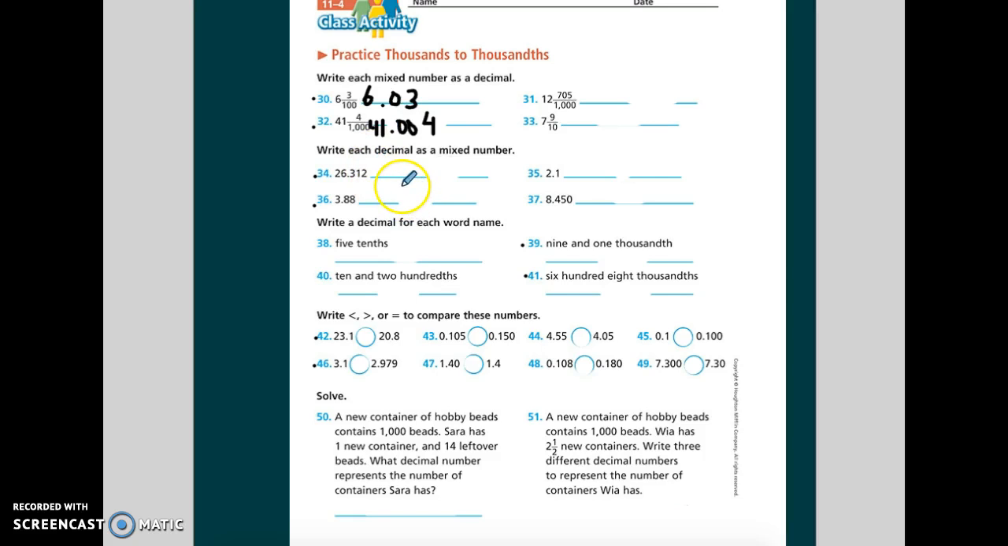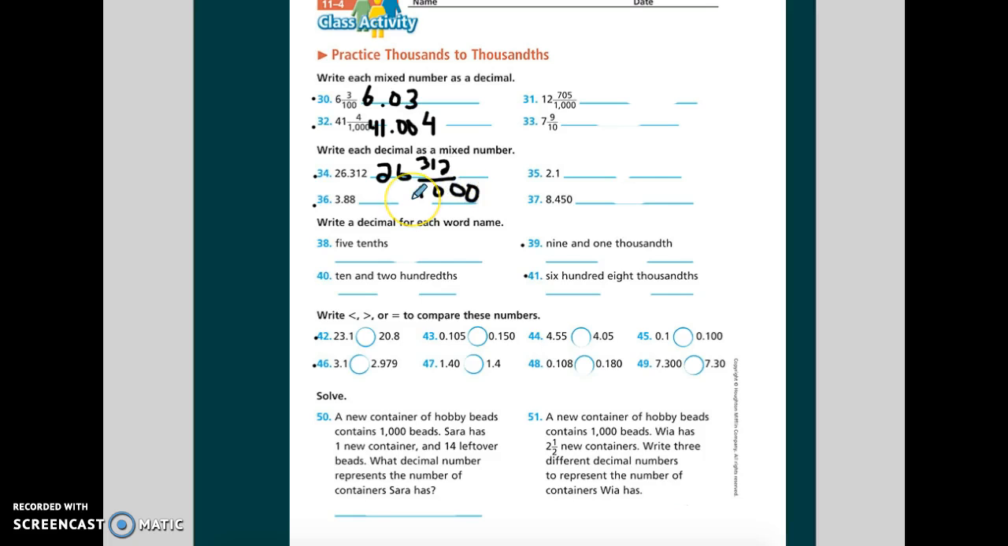All right, now we're going to try to write these numbers as mixed numbers. Now it looks hard, but it's really not. So again, I know my whole number is 26, so that's going to be my whole number. And then I just look at my fractions here, or I think of my place value. So I have tenths, hundredths, thousandths. So I know my bottom number is going to be 1,000, and I'm going to write 312 over 1,000. And that's how you would write that decimal into a mixed number.